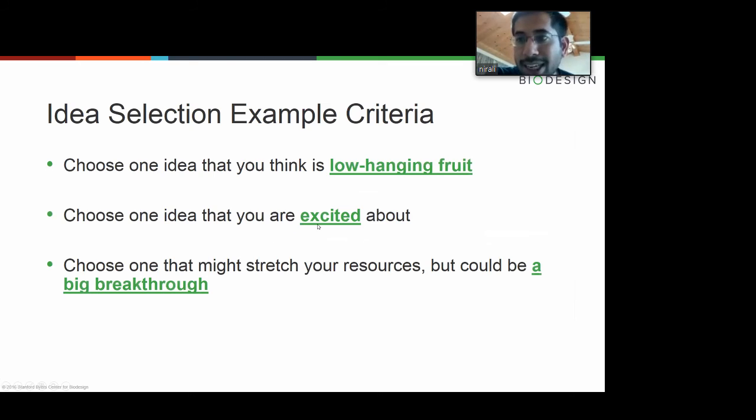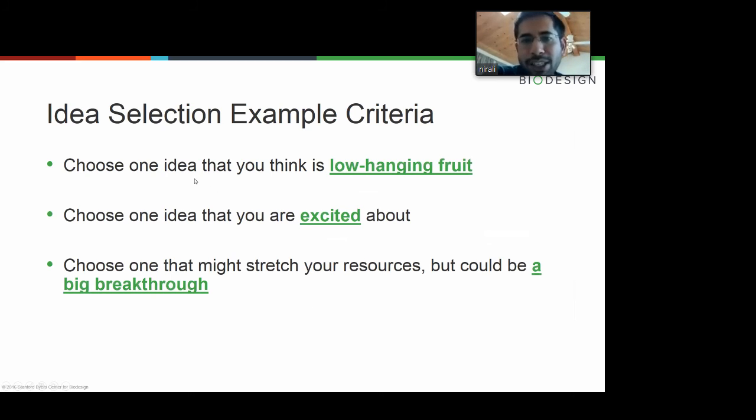Choose an idea that you're excited about. So one that maybe is related to your area, maybe your background, maybe you have a personal reason, but something that is really exciting for you personally. And then finally, choose one idea that might stretch your resources, but it could be a breakthrough. So again, this is a revolutionary idea.